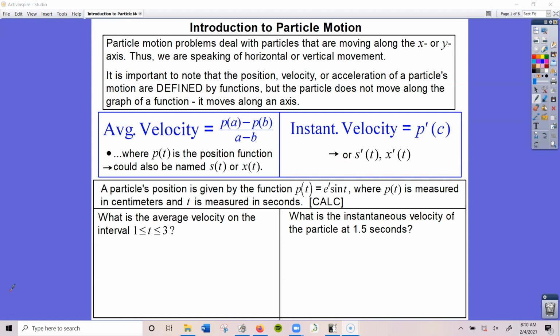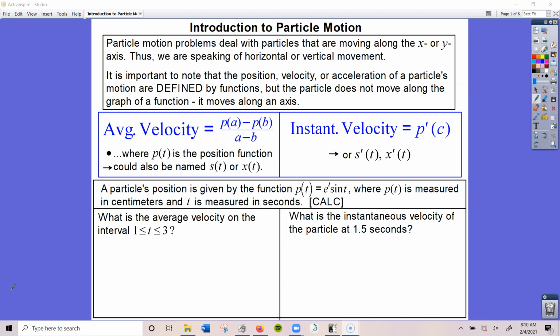Now, I put here that it's important to note that the position, velocity, or acceleration of a particle's motion are defined by functions, but the particle does not move along the graph of the function. It actually moves along the axis. So the actual function is just used to describe the motion of the particle, not the direction that it's going. So first, let's start with velocity.